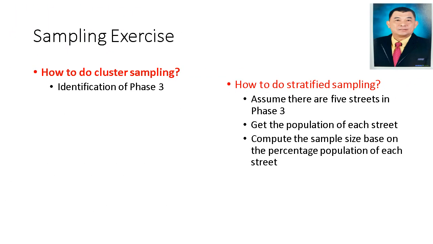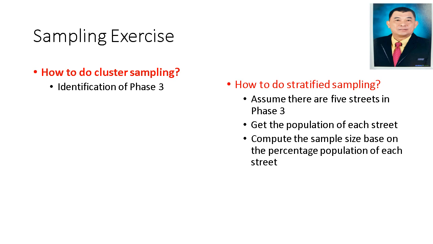So, how did we apply cluster sampling? The cluster sampling was applied to phase 3. There are a lot of phases in that subdivision. Actually, there are 5: phase 1, phase 2, phase 3, 4, and 5. So we did the cluster sampling in phase 3. Now we will do the stratified sampling technique.